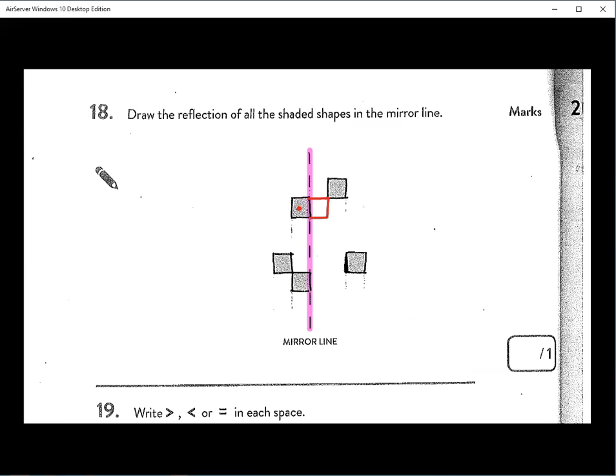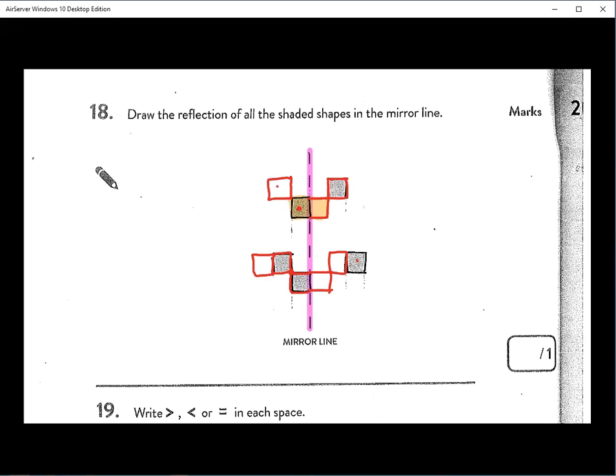So this shape here, let's do a different color. We're going to take it from one side to the other side. So this one here has gone to the other side here. And this one here on the right will be over here on the left. This one here on the left will be touching the mirror on the right. Now we have another one which is touching here on this side, and that will be on this side. And this one will be over there. And there you go. That's your answer.